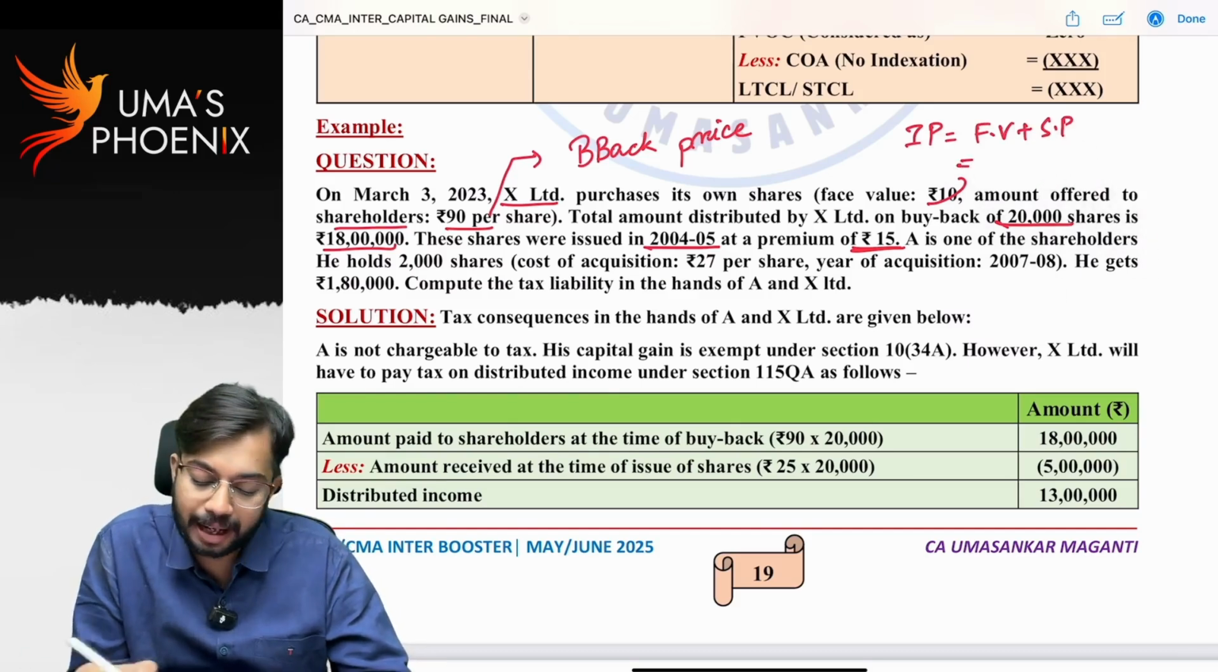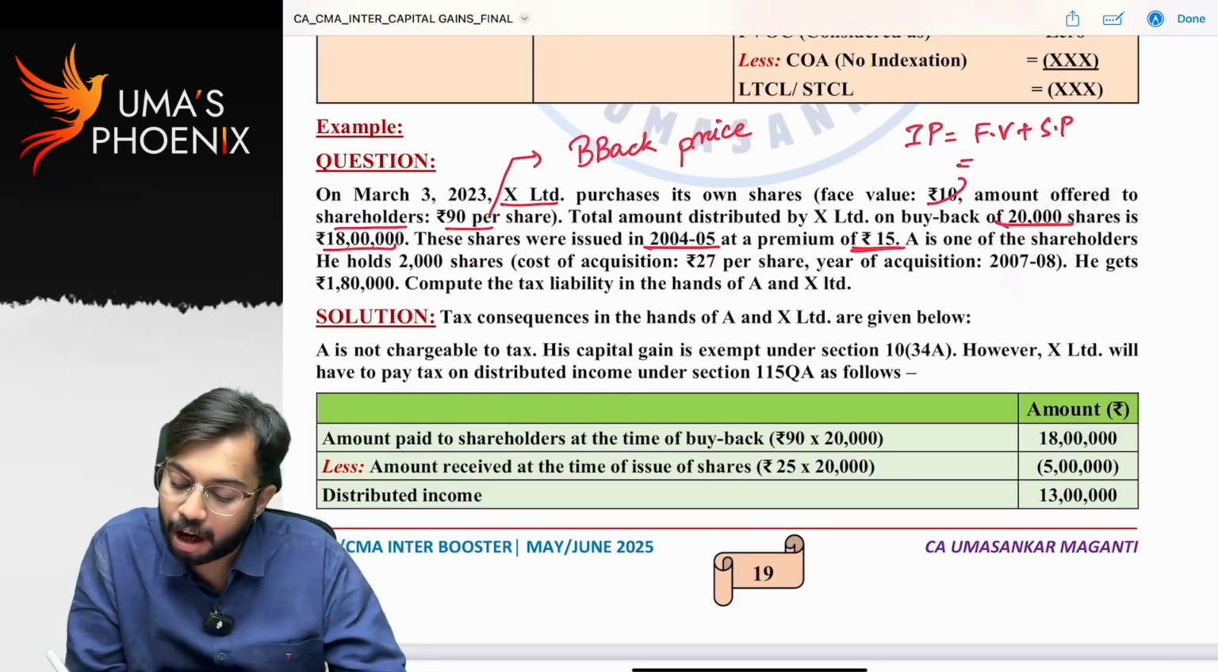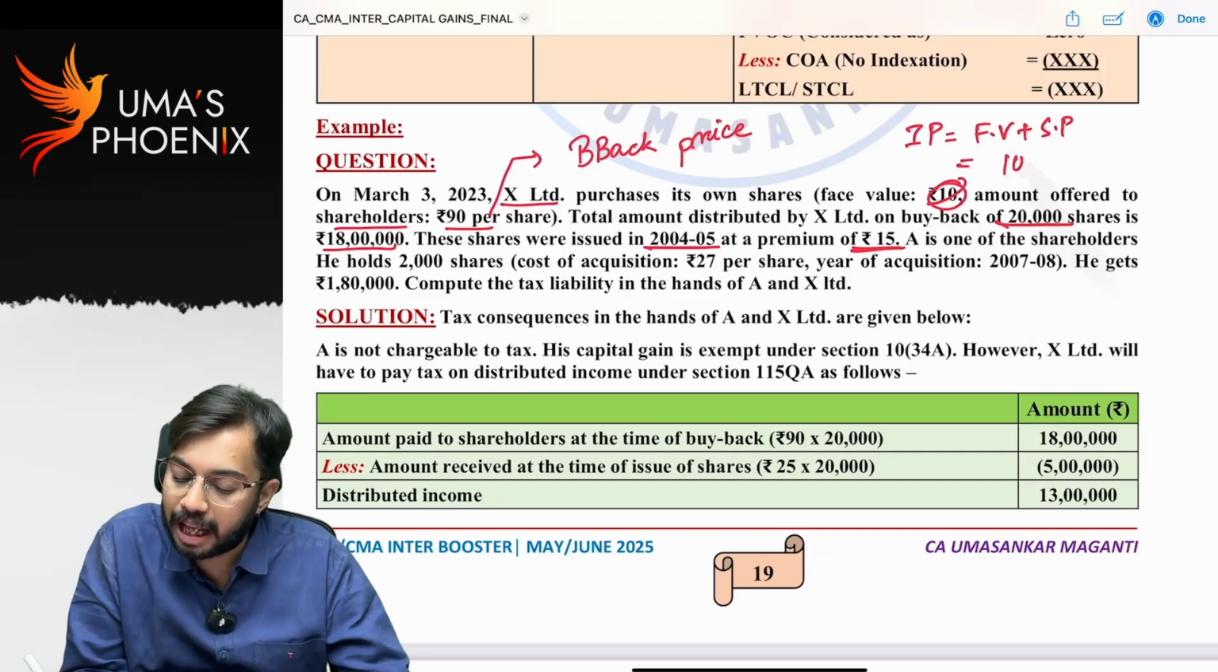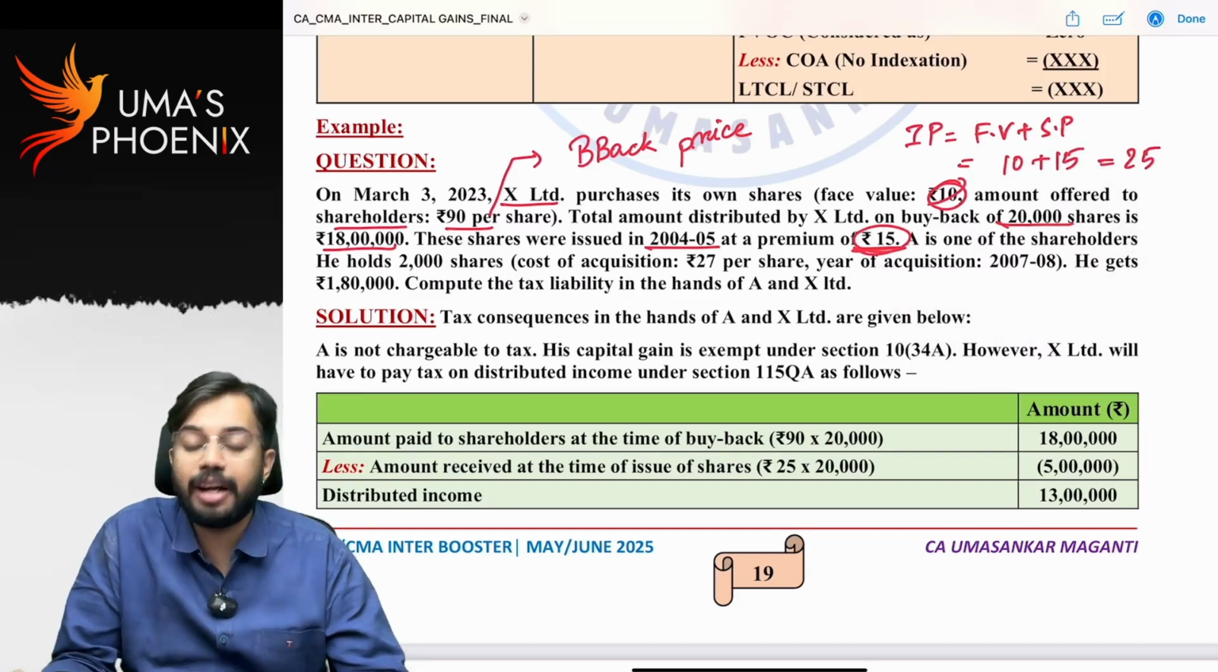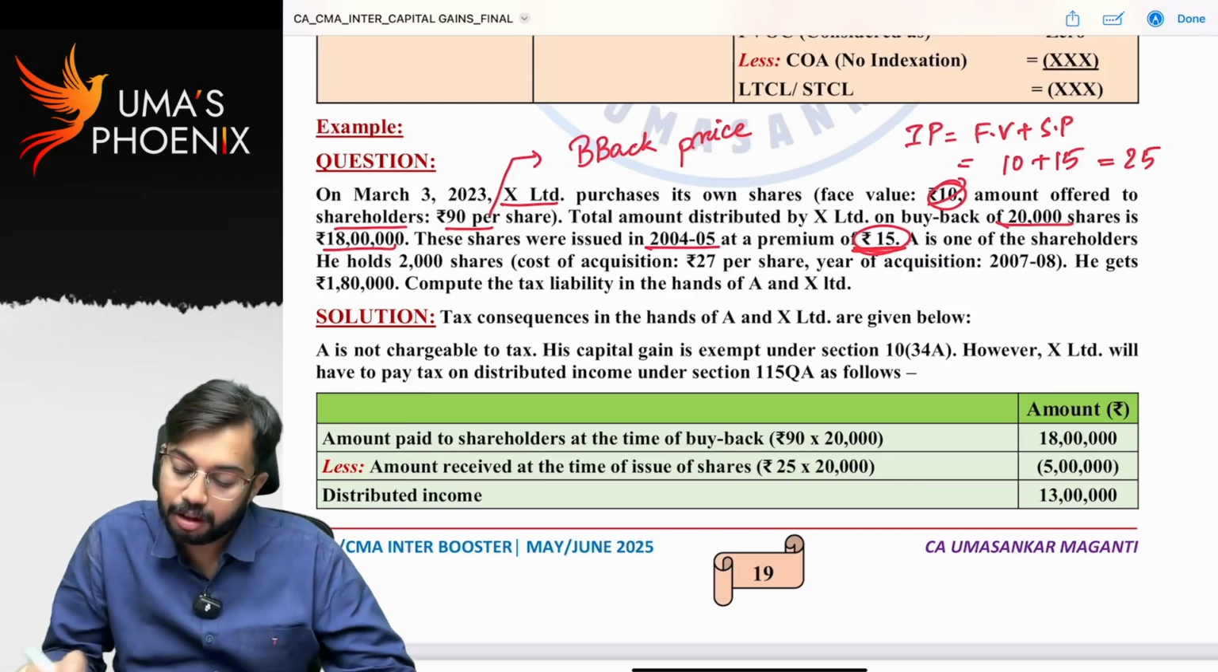How much is the issue price? They are offered at face value of 10 rupees. Securities premium is 15 rupees. So issue price is 25 rupees. Are you able to understand?